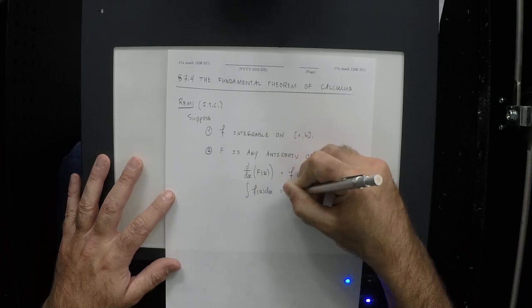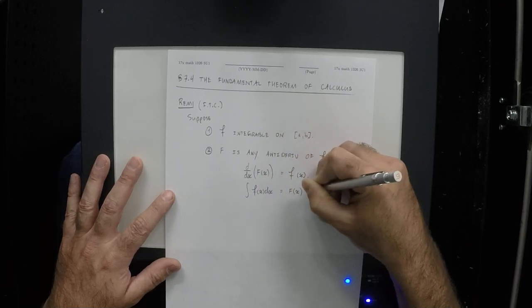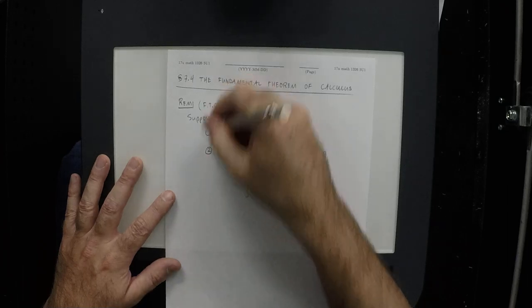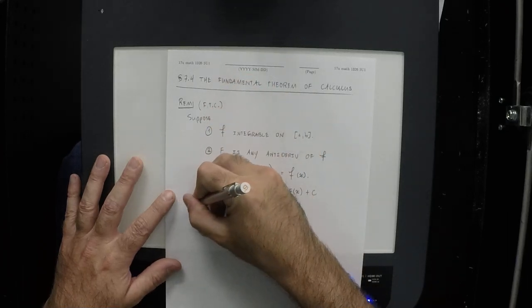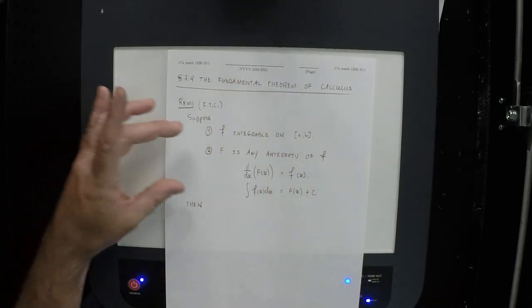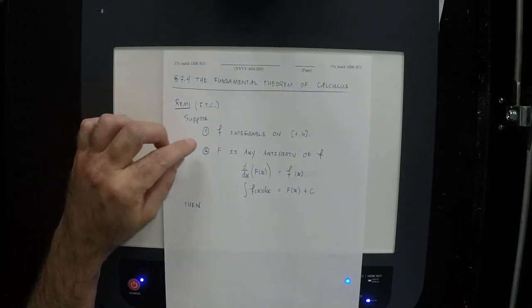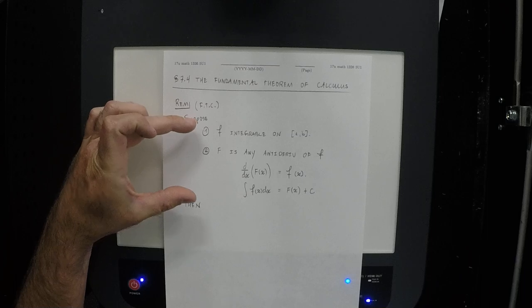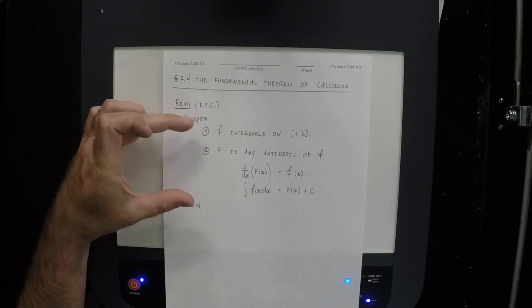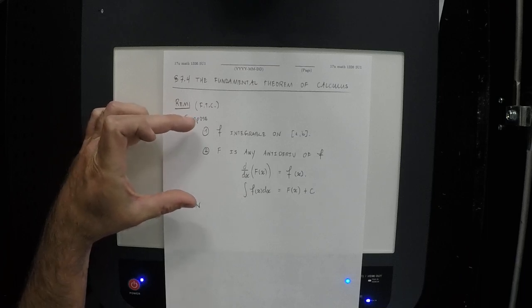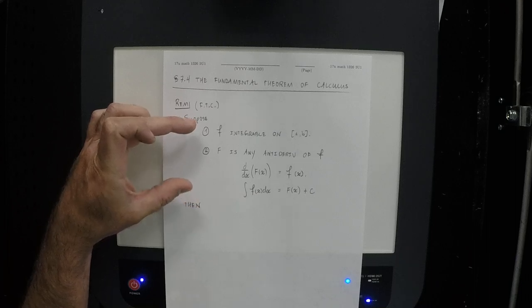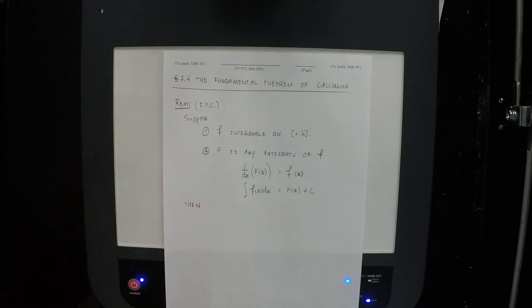Mm-hmm. Very good. So now, let me explain to you what these two things mean. So, what this means is that suppose that we have a function little f that satisfies these conditions. But before I write the conclusion, I want to tell you what this means.